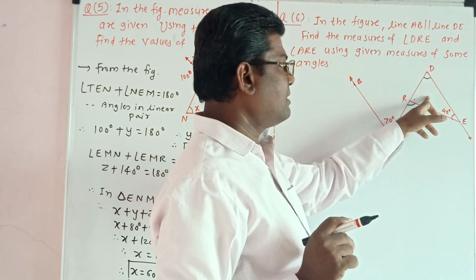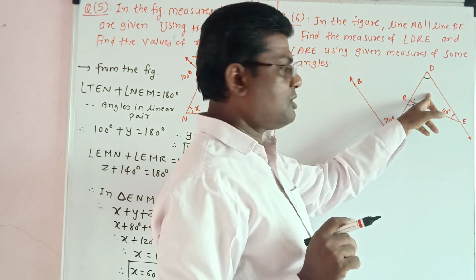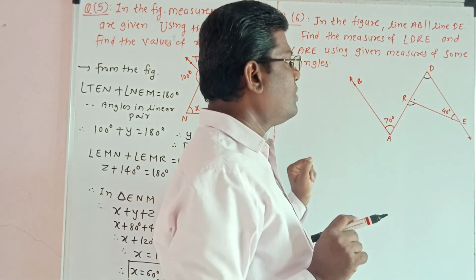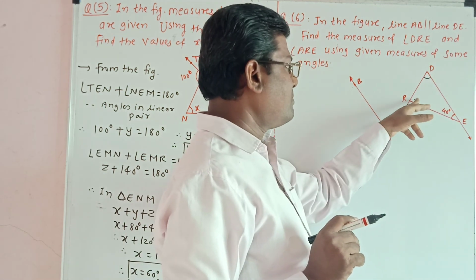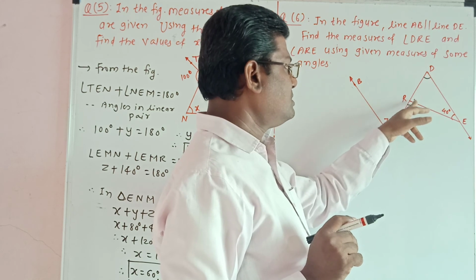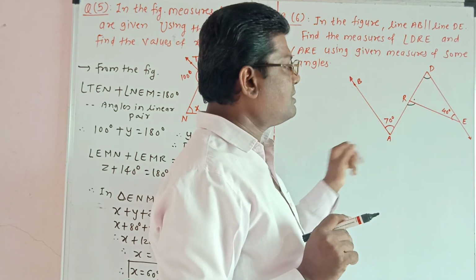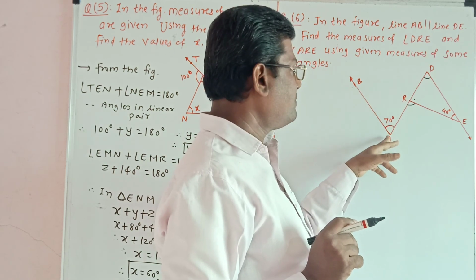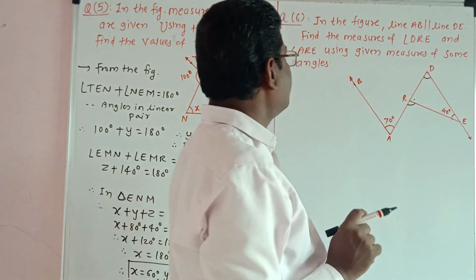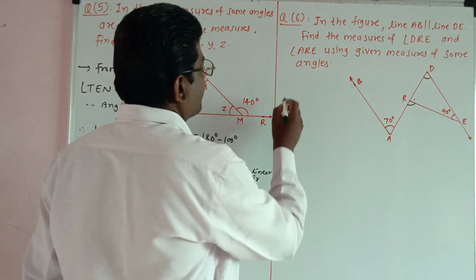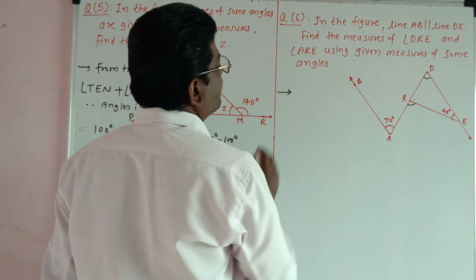Now in this triangle, sum of measures of all the angles is 180 degree. From this we can find this angle. Now these two angles are angles in linear pair. Their sum is also 180 degree. From this we can find angle ARE. So let's solve this example.